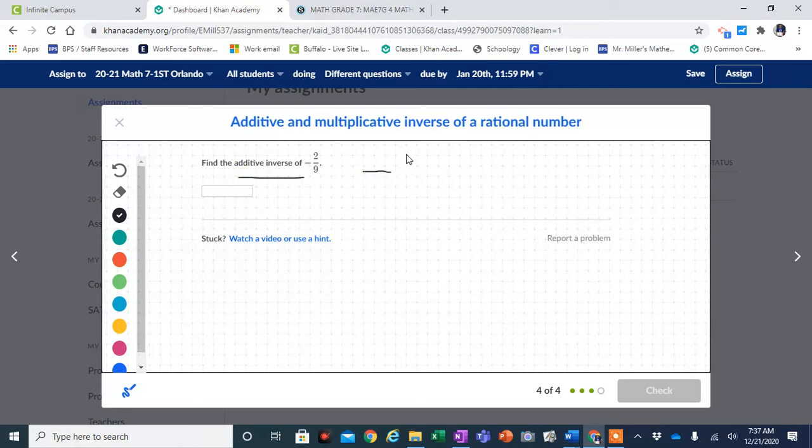Additive inverse. So what would you add to negative 2 over 9 in order to get 0? So it would be positive 2 over 9.